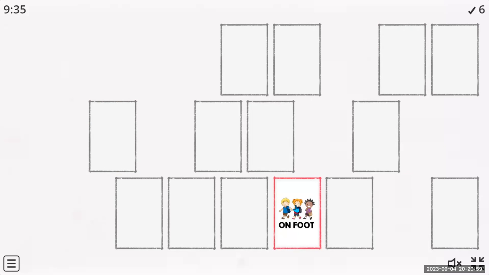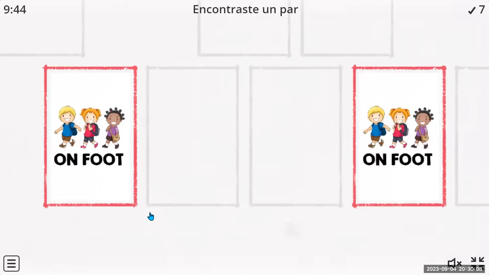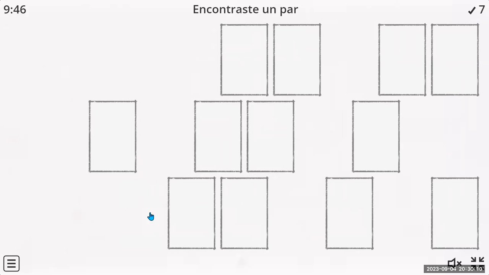Nine. Remember, this is a memory game. Nine, teacher. Okay, on food. Meaning in Spanish? A pie, cabal. Perfect. No, okay, subway. Where can we find another subway?